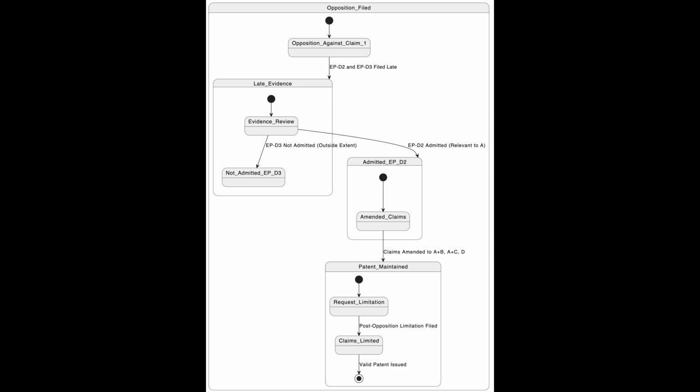Take a deep breath and reflect on the process. This scenario highlights the importance of understanding the interplay between opposition proceedings, prior art, and limitation procedures under the EPC. With careful analysis and precise actions, Company E can preserve its valuable patent rights. Question 5.